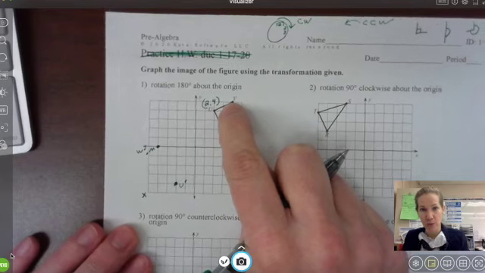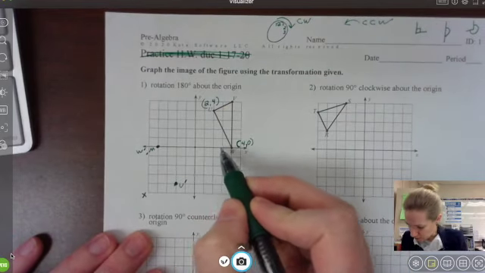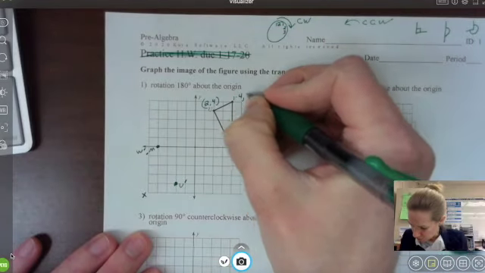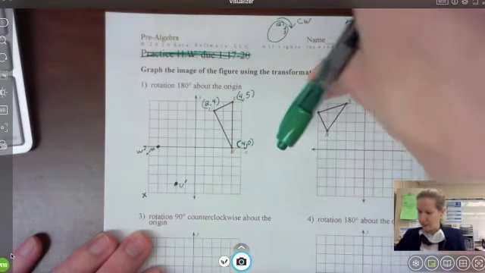Lastly, I'm going to do V. 1, 2, 3, 4. 1, 2, 3, 4, 5. So 4, 5. Spin my paper.